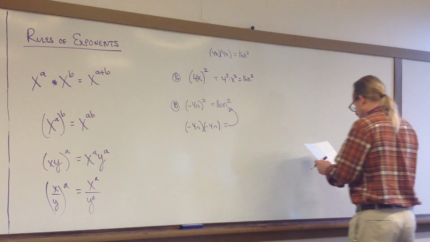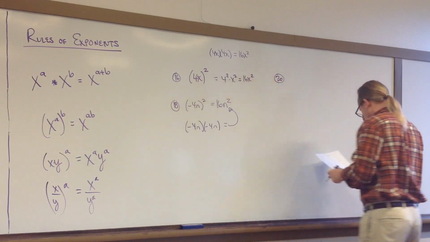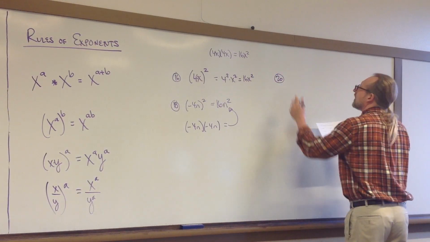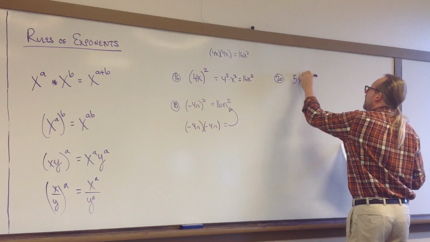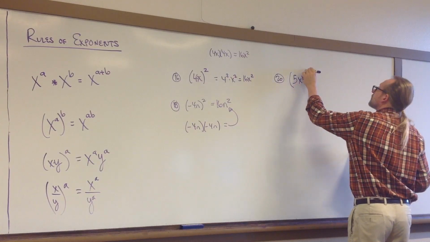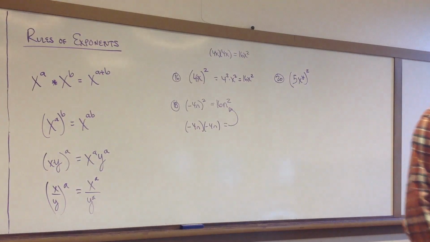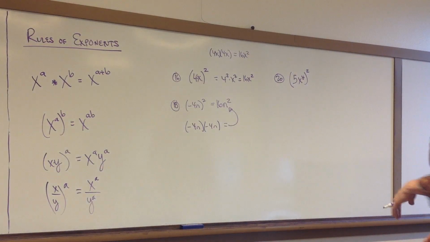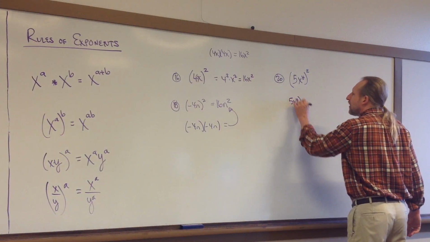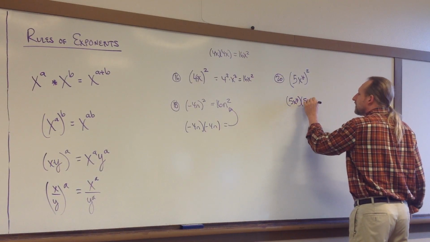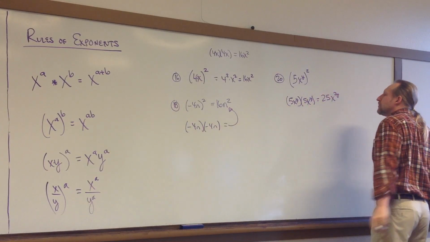All right, problem 20. Let's see here. I've got 5x to the y power squared. Now that might have been a typo because none of these other ones have variables up in the exponent. I'll go ahead and solve this anyway, all right? So this is going to be 5x to the y power times 5x to the y power. That'll be 25x to the 2y power.